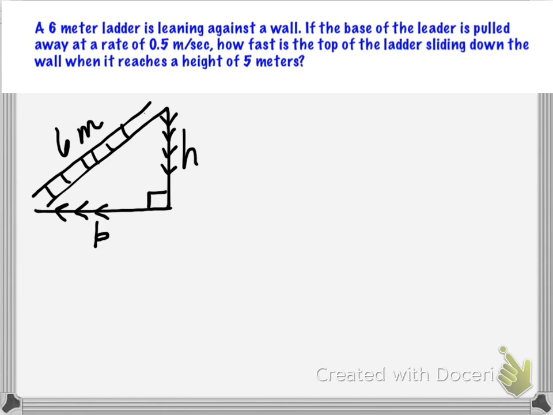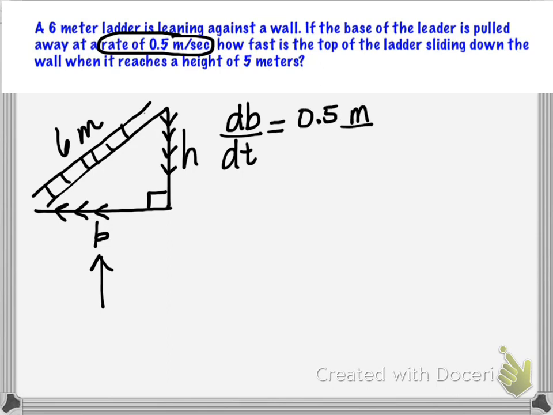Now, there's some additional numerical information in the problem that we also want to write down. For example, it says that the base of the ladder is being pulled away at a rate of 0.5 meters per second. So that's a rate. That tells us that that's going to be a rate of change, which means it is a derivative. In this case, that's telling us how fast the base is changing in this diagram. So we would label this as dB/dt. So dB/dt is equal to 0.5 meters per second.